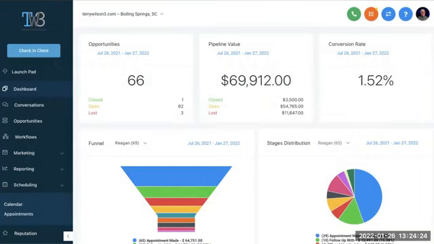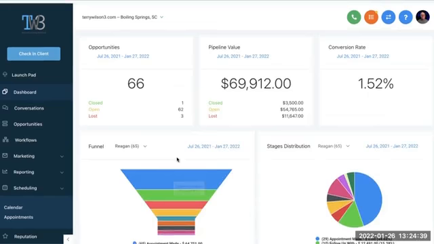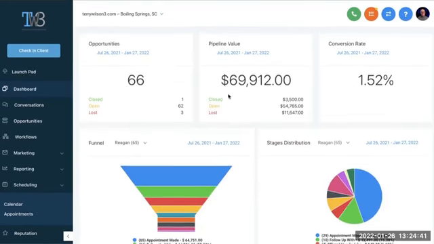Okay, so when you get your system, what you're going to see is your back office, and this is where your pipeline is. You were asking about the business aspect of this, so I'll just go through it step by step. Number one, all of this is reflective of how many leads we currently have in our funnel right now and the value of those leads as they close.